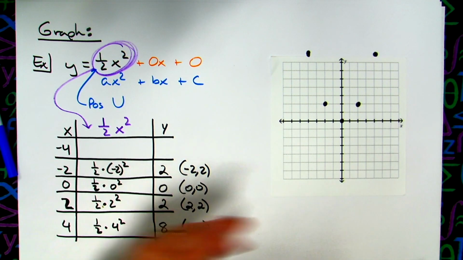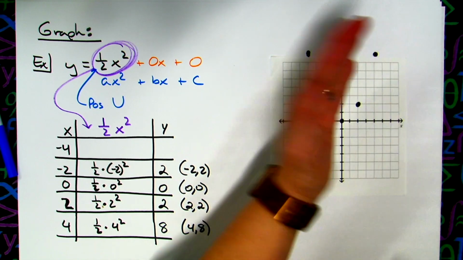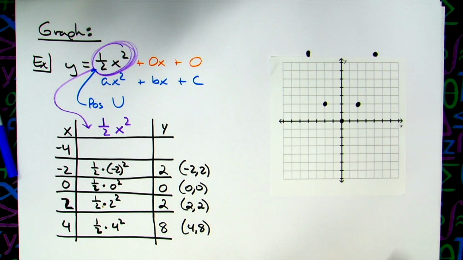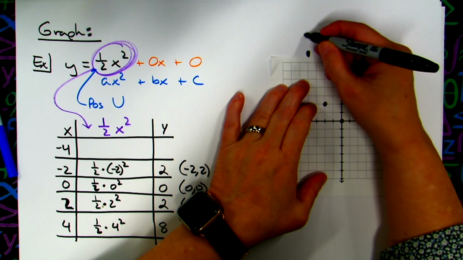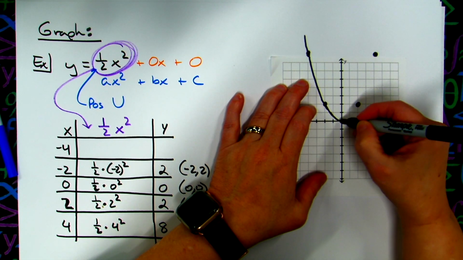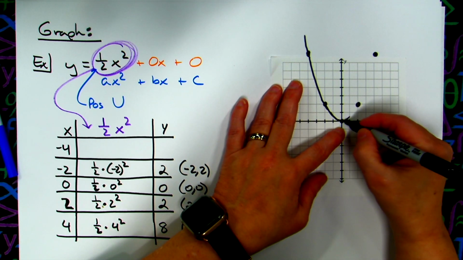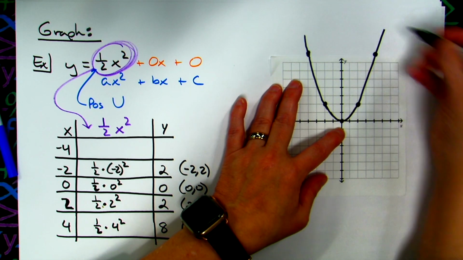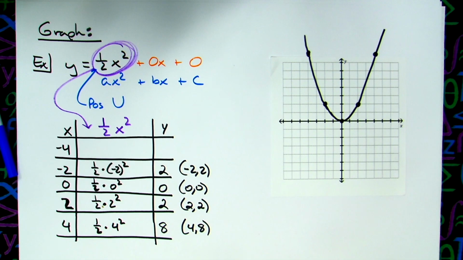So, you can do half the points and then just make them symmetrical, and then you know that you've got enough. I'm going to go ahead and connect them. I should make it look like a U down here. Don't make it look like a V. I've actually graphed the parabola.